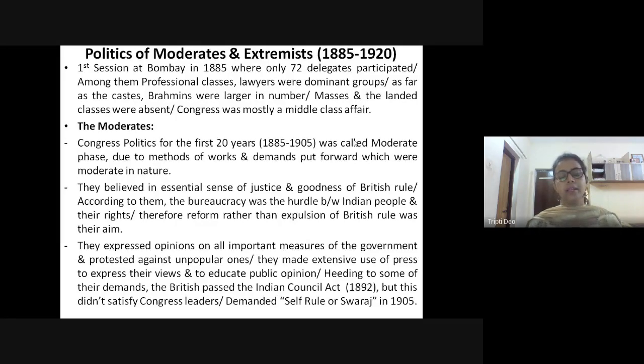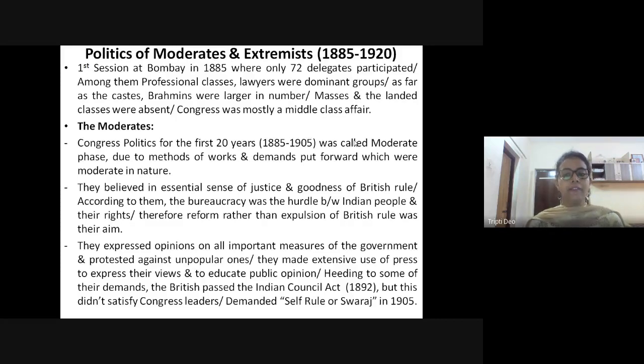Now, the politics of moderates and extremists. We are now in the 19th and the 20th century. We are not looking at the 18th century that much, but the timeline that we're supposed to cover is 1750 to 1950. In today's lecture, we will try and focus more on the national movement, on issues related to the national movement, and I'm going to try and give my insight on that. What were these moderates and what was their methodology? All of that we are going to see in the next few slides.